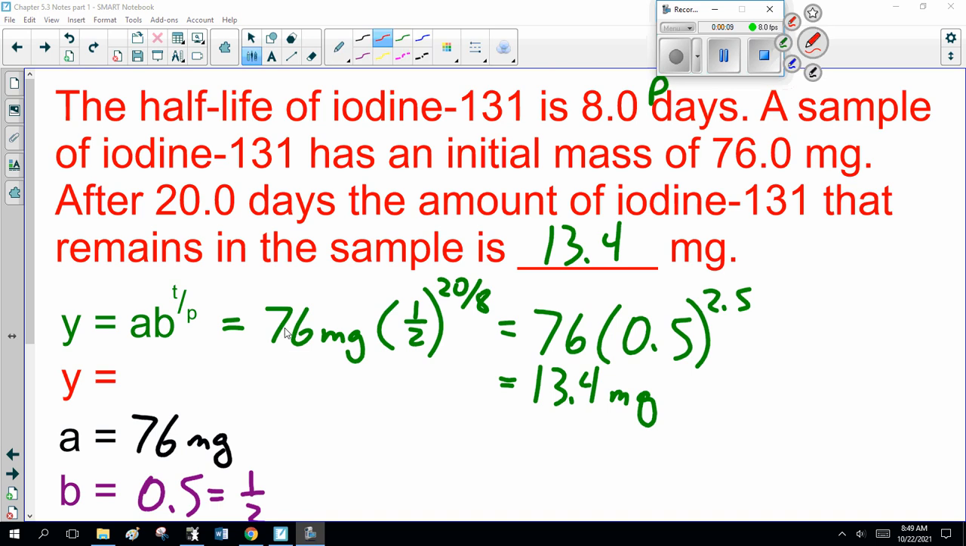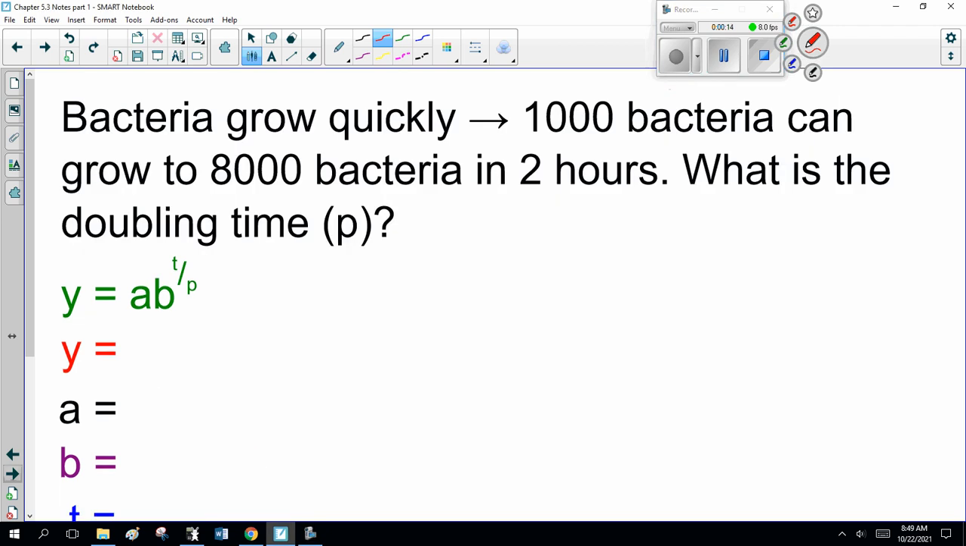Now, dealing with this y equals a b to the t divided by p, let's do a few more example questions. Bacteria can grow quickly. 1,000 bacteria can grow to 8,000 bacteria in 2 hours. What's the doubling time, p? So, how much do we end up with?